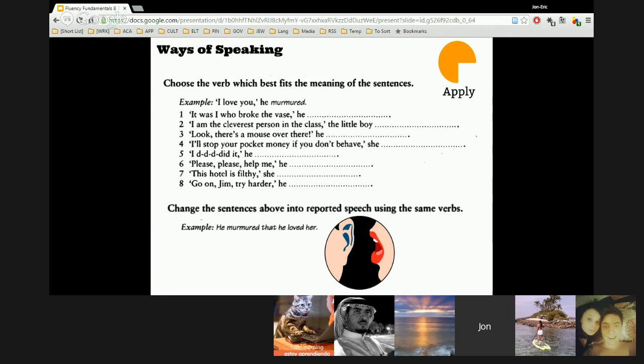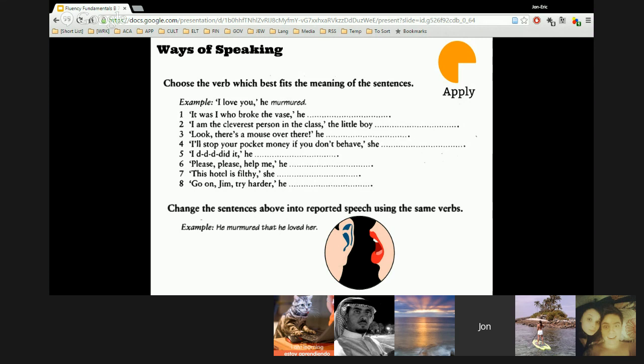Okay. Before we go, Alexei, want to try? I guess we skipped number 3. Want to go back to number 3? Oh, look, there is a mouse over there. Wait. You got to put it in the reported speech. So start with, he did what first? Remember the high-pitched sound? Oh, it's shriek. So he shrieked that. Yes, he shrieked that.